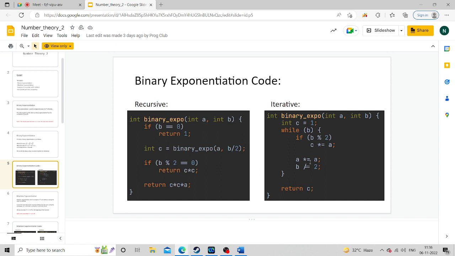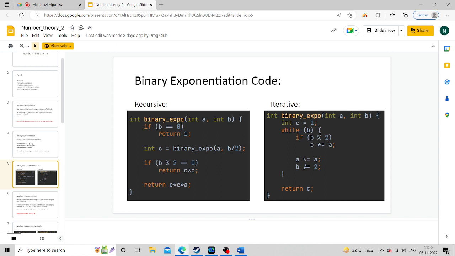c is the answer which we want. See, first, let's say you want to find a raised to power 13. First, b was 13, right? c was 1. So 13 divided by 2 leaves remainder 1. So now c will become a. Now we'll make a equal to a square because we are multiplying it with itself, right? And we make b equal to half of it. So it will become 6.